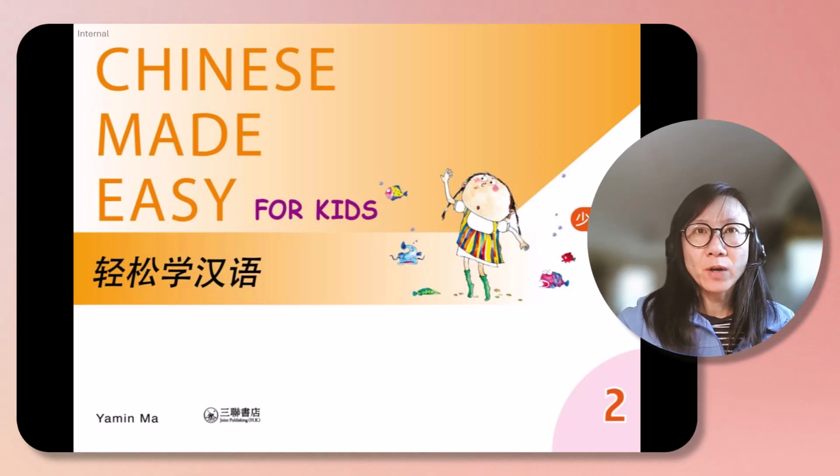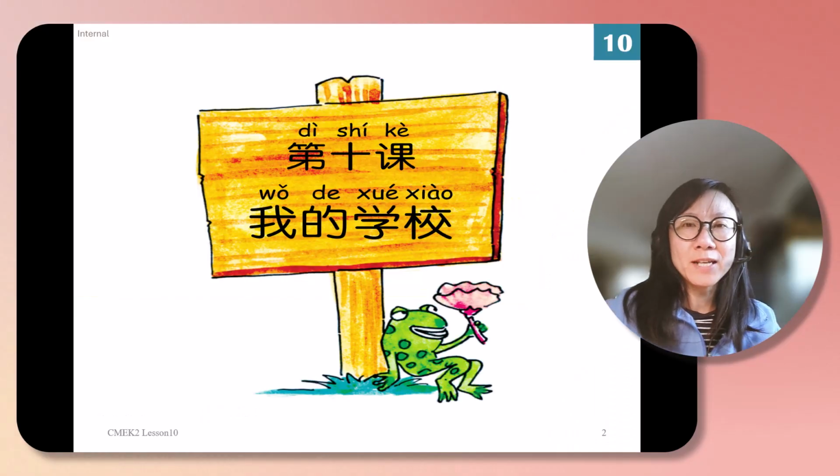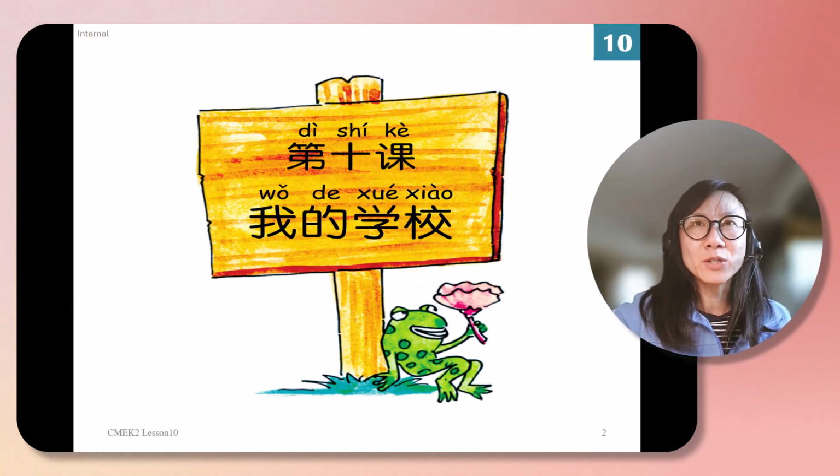Chinese made easy for kids. 轻松学汉语. Today we're going to have a look at 第10课. 我的学校.